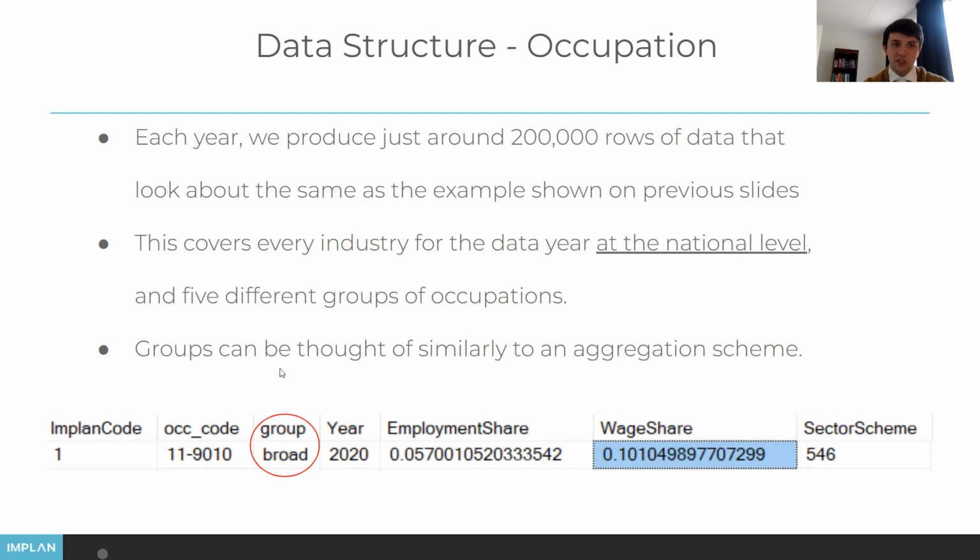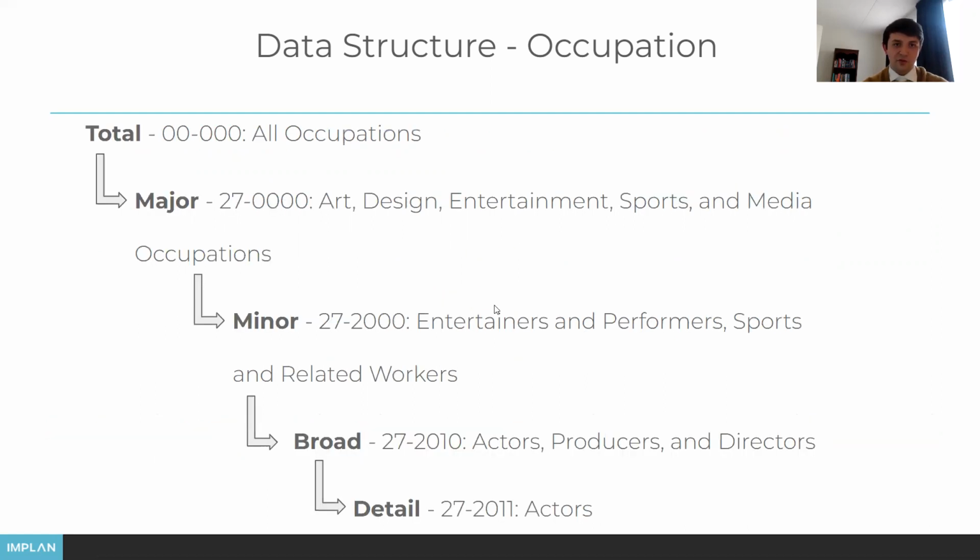Groups, circled here in red at the very bottom, represent a hierarchy of occupational codes. This can be thought of similarly to an aggregation scheme. So we have 5 levels of groups, which contain all of our total occupations. First, we have the total, which has only 1 code in it, and that's 00-0000. That is a group that is a sum of every occupation added together. Then we have major, minor, broad, and detail level codes.